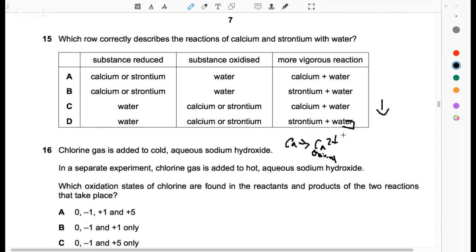So if you check the periodic table, the fact that they are both oxidized means they both lose electrons, and as you go down the group, the ionization energy decreases, because of the more expanded orbital.